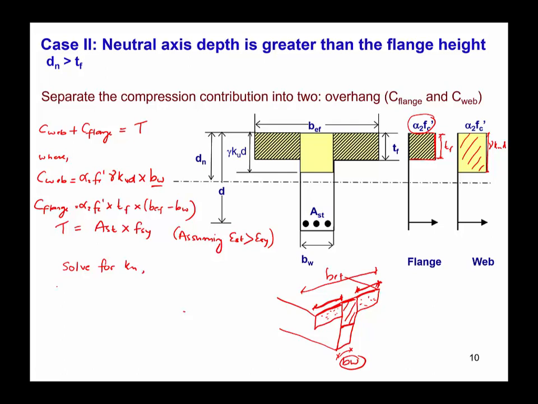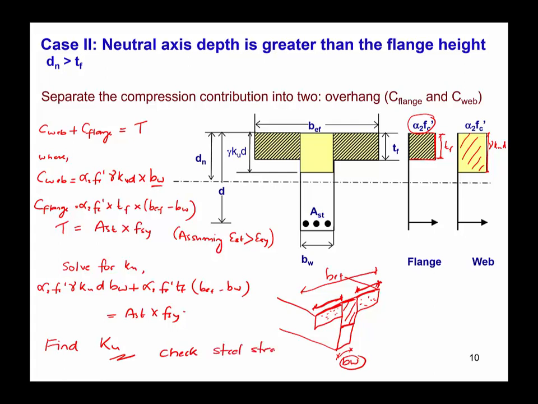Putting all this back into the first equation: alpha 2 FC dash gamma KU D BW plus alpha 2 FC dash TF times B effective minus BW should be equal to AST FSY. We know all of this, so find KU. And once you find KU, you have to check our assumption by checking the steel strain and verify epsilon st is greater than epsilon sy.